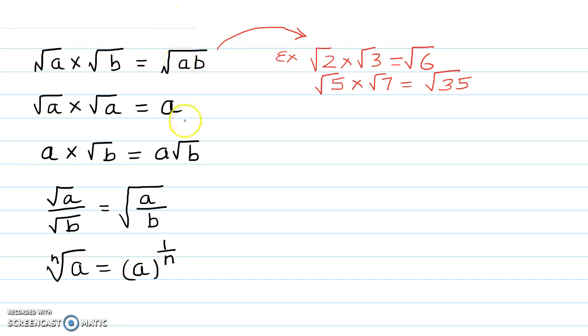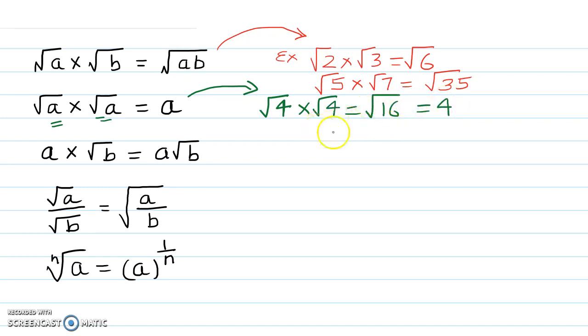Next rule is root A. When you multiply root A with root A, it becomes A. Why is it? I can show you. If you're multiplying root 4 and root 4, then as per the root AB rule, you can write down root 16, and root 16 is always 4. Finally, we don't write this step. We just quickly go from here, root 4 times root 4, that is 4.